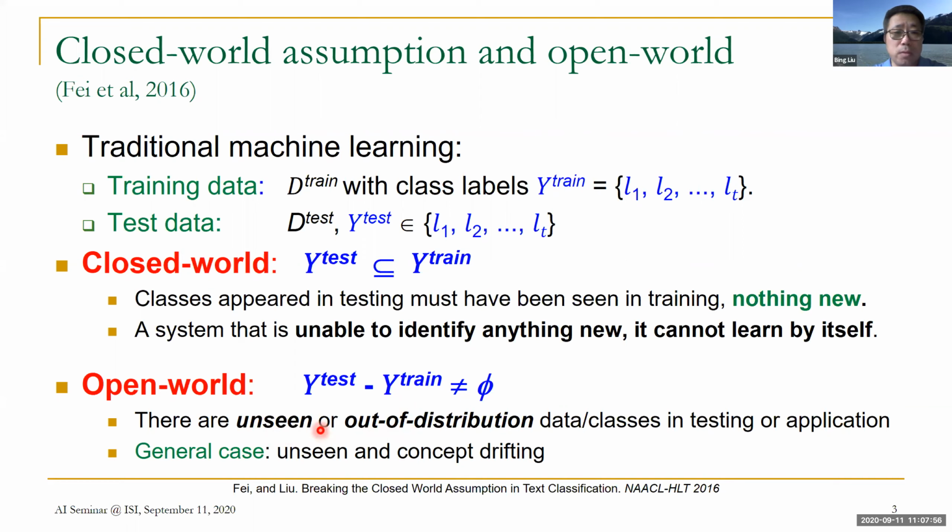So of course, this is the case in all kinds of applications. In general, we say it's unseen. Of course, you can also have concept drifting, which is normally used with stream data.